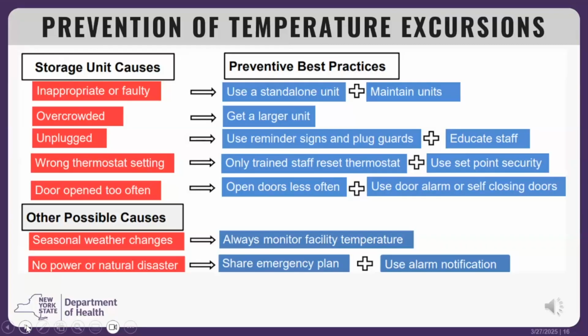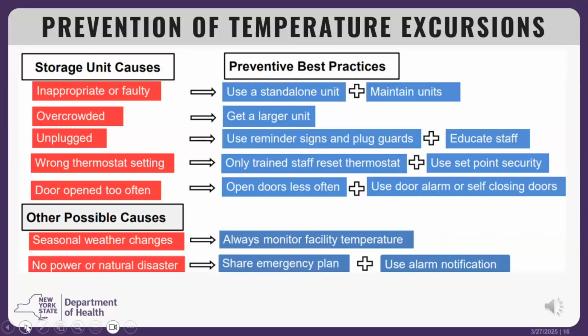Place signs near the outlets where the units are plugged in and on any linked circuit breakers. Use plug guards, and be sure to educate staff about not disconnecting power to the units, including maintenance and custodial staff. To prevent a storage unit thermostat from being incorrectly set, allow only designated staff such as the primary or backup vaccine coordinator to adjust the thermostat. Some storage units come equipped with set point security, in which a key is required to change the thermostat.